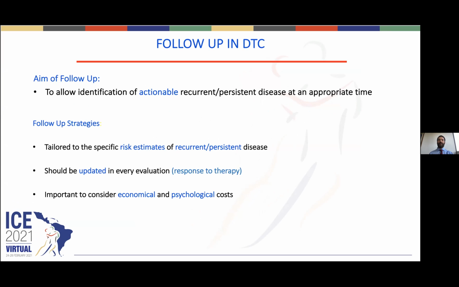So the aim of the follow-up of patients with differentiated thyroid cancer is to identify actionable, recurrent, or persistent disease at an appropriate time. The follow-up strategies should be tailored to the specific risk estimates of recurrent or persistent disease. It should be updated in every evaluation according to response to therapy. And it is very important also to consider the economical and psychological cost of the follow-up. So we should balance this cost with the likelihood of finding a recurrent disease.